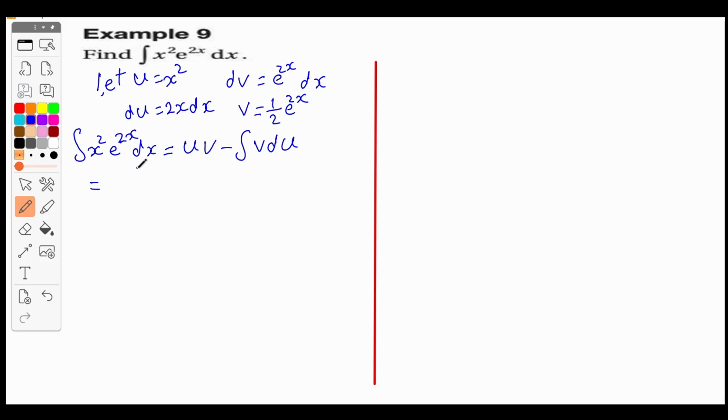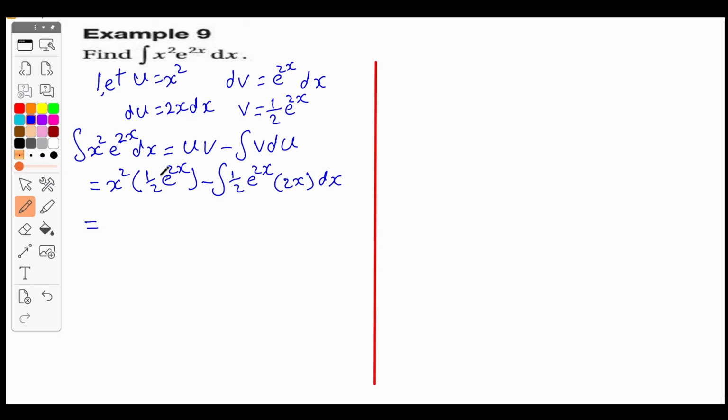U is x squared and v is half e to the 2x. So we multiply x squared, this is u, and v, which is half e to the 2x. This is uv minus the integral of v du. V is half e to the 2x, and then du, which is what? 2x dx. Now we need just to simplify.